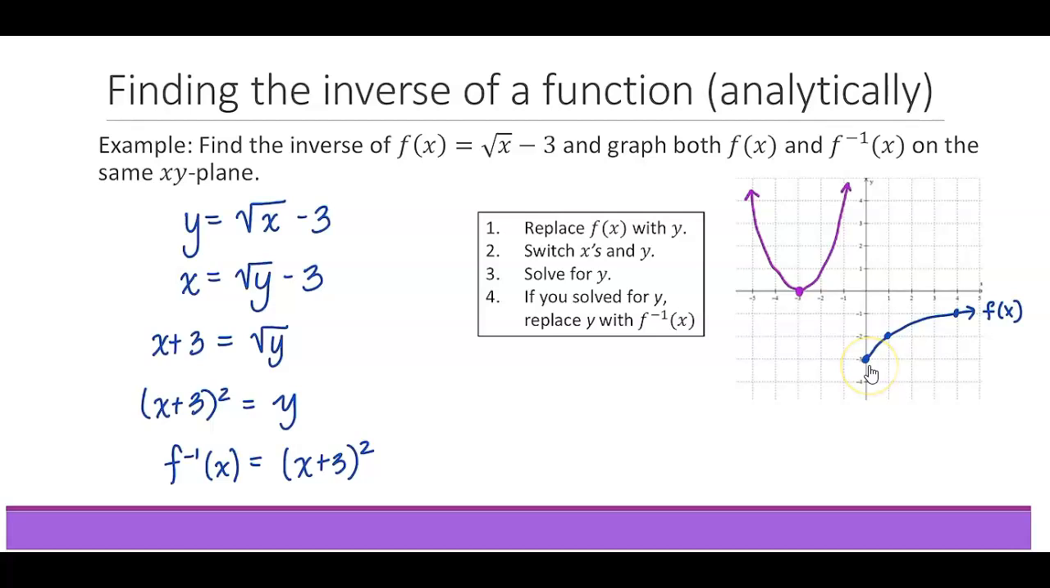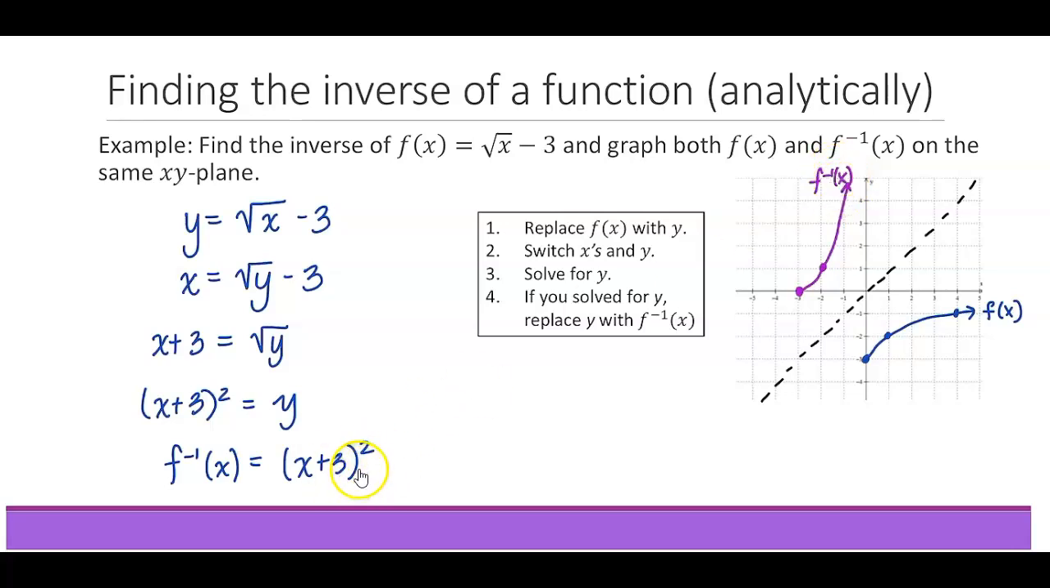Well, if I think about the reflection over the line y equals x of f of x, the reflection of this square root function is not going to be both parts of this full parabola. So we already said negative 3, 0 is going to work. So if I think about 1, negative 2, that's going to pass through negative 2, 1. So I'm going to only have the right side of this parabola stick around as my f inverse graph. So the other side is gone. I'm going to go ahead and erase it. So only the right side of the parabola is my inverse function.